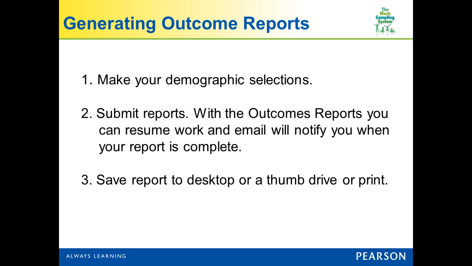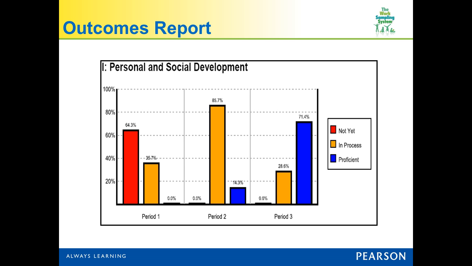I wanted just to show you what a sample outcome report looks like. This one is done at the domain level, personal and social development. You can see the key here: not yet ratings are red, in process are yellow, and blue is for proficient. Here we can see in the fall of the year, period 1, the majority of children have the not yet rating, with a couple in the in-process rating. And then in the winter collection, there were no children with a not yet rating in this domain across all 12 indicators, the majority of children with an in-process rating, and a couple who were showing proficiency in the winter.